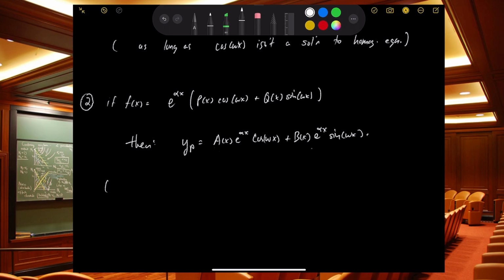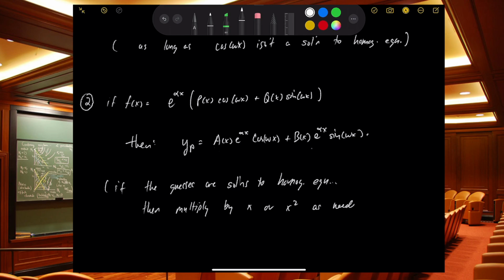Okay, and then we have another caveat, which is that if the guesses are solutions to the homogeneous equation, then similar to before, multiply by x or x squared as needed. Right? Because what's going to happen when we make that substitution, we'll lose u or u prime. So in order to not do that, we'll multiply it through by x so that derivative sticks around, right? Let's look at one or two examples to kind of illustrate how these guesses work out.